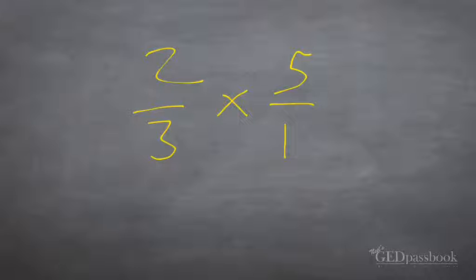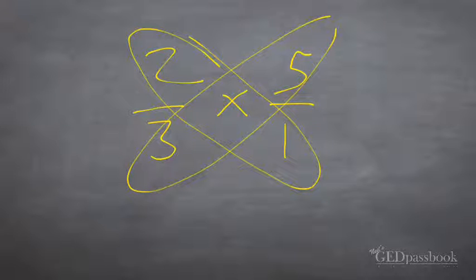Multiply across. And in this case, if you did take the time to check whether they could be simplified, you realize they can't. So then, by default, you have to multiply across.